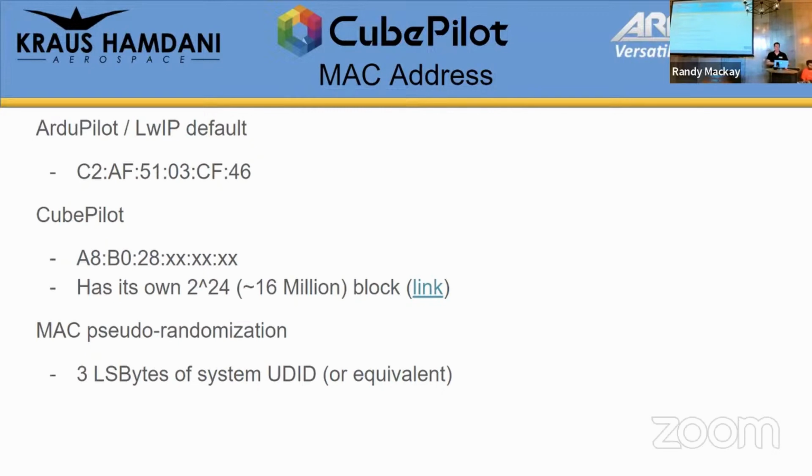On QPilot, they actually own a 24-bit block of MAC addresses. So they have A8, B0, 28, and then the last 3 bytes are either with the QPilot hardware or not. I built a mechanism into it so that it takes the UDID of your hardware and uses it as the default. At least you can still replace it with whatever value you want, but the default becomes the UDID of your hardware. So you should be getting more unique devices as thousands and millions of these come online.